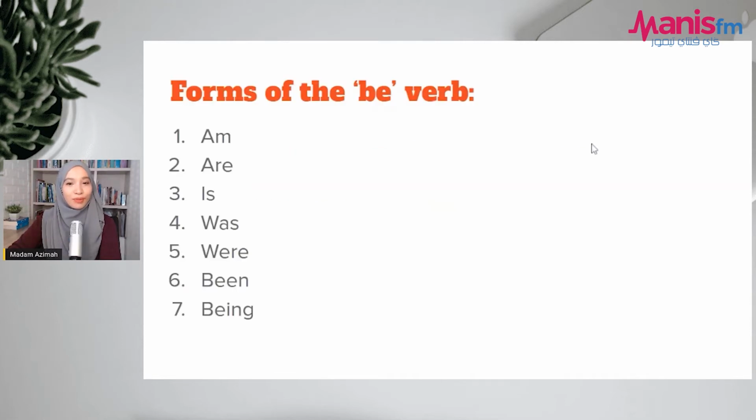What are the many forms of the be verb? Okay. So there are 7 forms, and this is where the confusion lies. So you have to pay attention. So we have the first one, am. Number 2, are. Number 3, is. Number 4, was. Number 5, were. Number 6, been, B-E-E-N. And number 7, being, B-E-I-N-G. Right? Am, are, is, was, were, been, and being. And now that you know the 7 forms, let's see how these forms are split into different kinds of tenses.